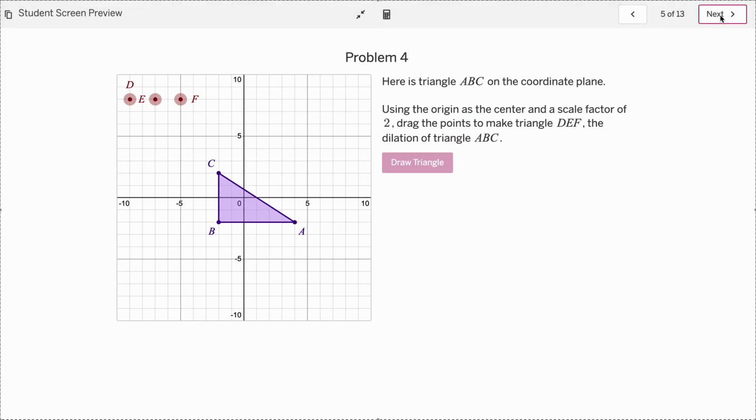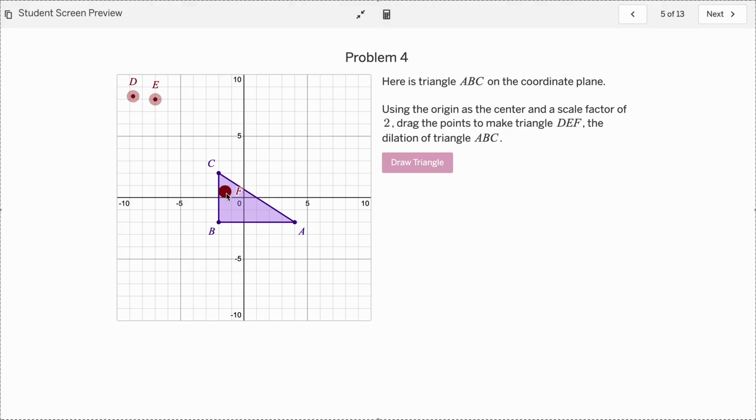So problem 4, here's triangle ABC on the coordinate plane using the origin as the center. So an origin is always 0, 0. And the scale factor of 2, drag the points to make triangle DEF, the dilation of triangle ABC. So I know that if the origin is my center, to find out where C prime goes, I have to go over twice and up twice, 2 times. So I do 1, 2, 1, 2, 1, 2, 1, 2. So I'm going to put C, or I guess in this case it would be D. Or actually, it would be A, B, C. So then D would be A, E would be B, and F would be C.